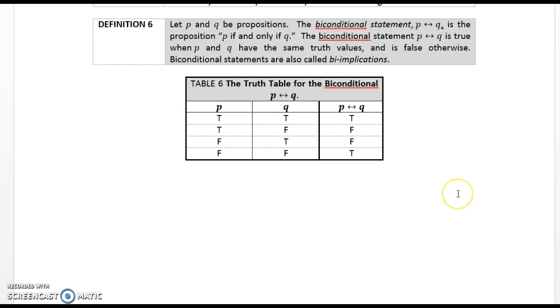Table 6 shows the truth values for the biconditional statement P if and only if Q. What we can see in Table 6 is that in the first row and the last row, or the top row and the bottom row, where P and Q have the same values, P if and only if Q is true. Where they have different values, in the two middle rows, P if and only if Q is false.